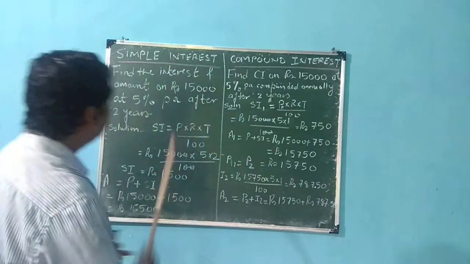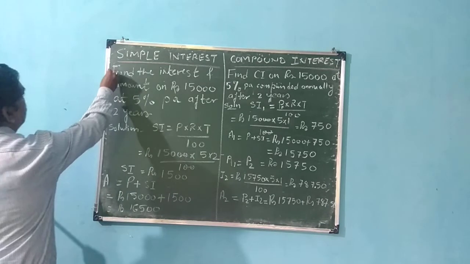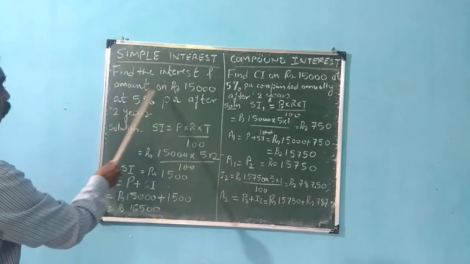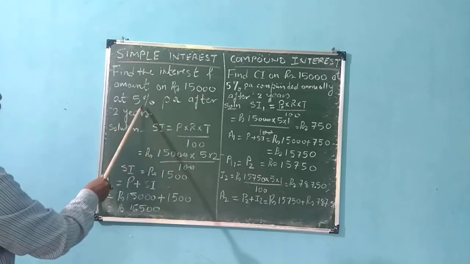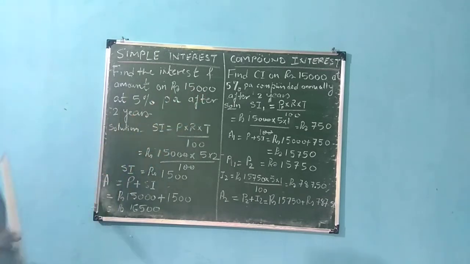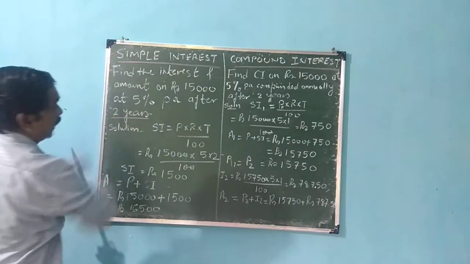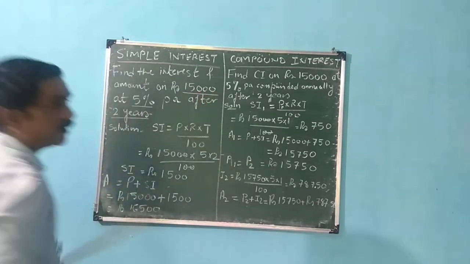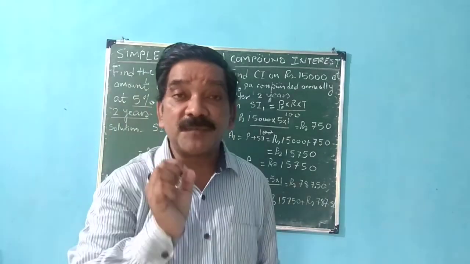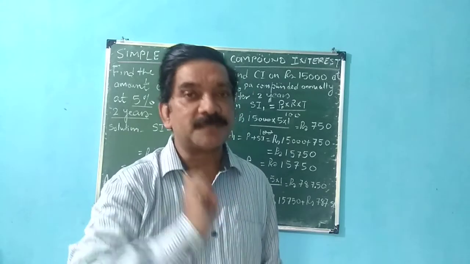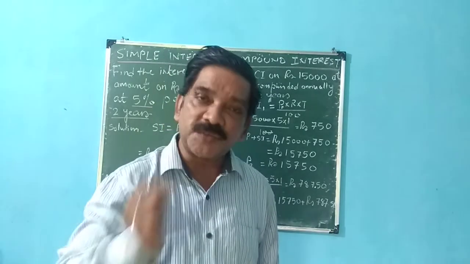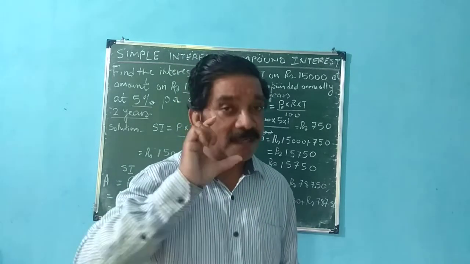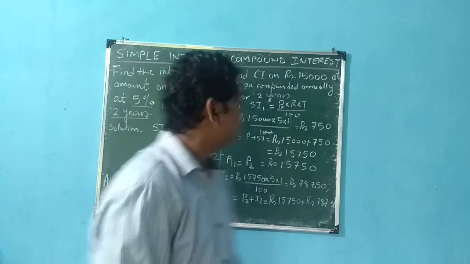Now I have prepared one question here. The question is, find the interest and amount on rupees 15,000 at 5% per annum after 2 years. This is time, this is rate, and this is principal money. Principal money means the money which we deposit in the bank, the very first money, the initial money, or a sum of money borrowed or deposited. That money is called principal money.